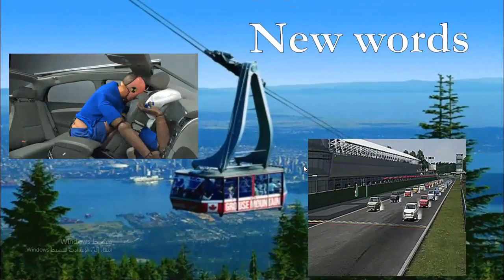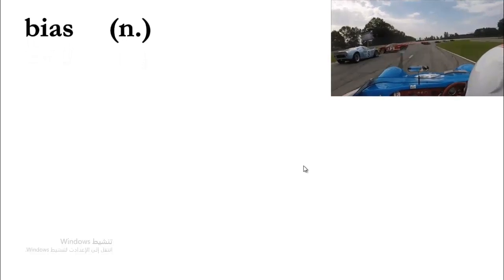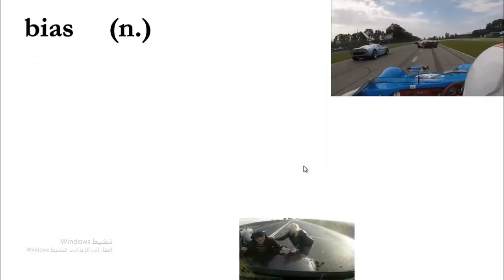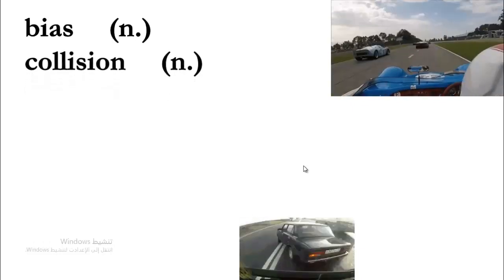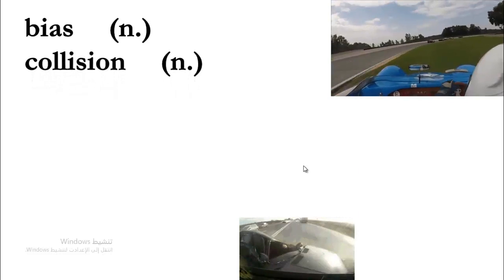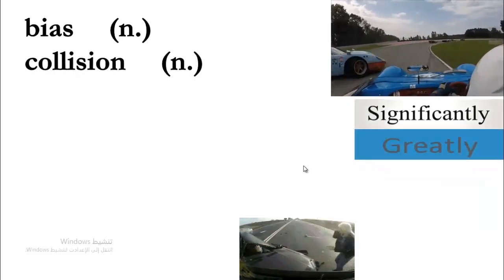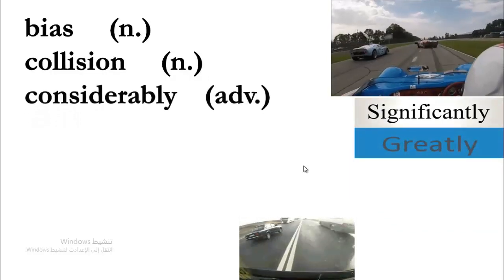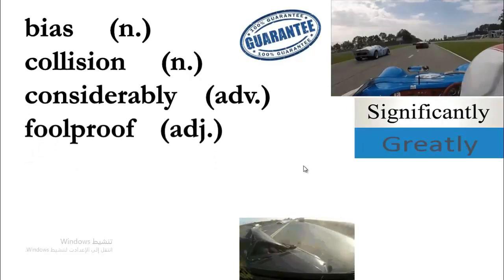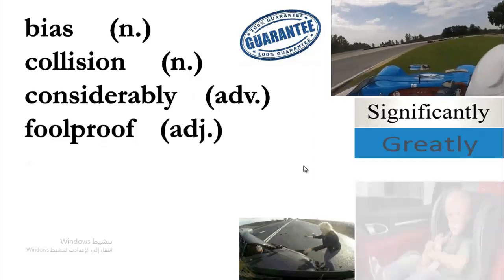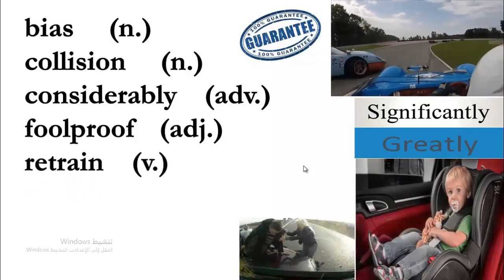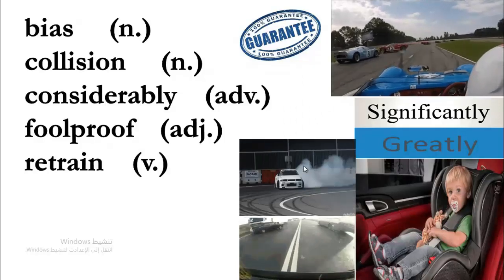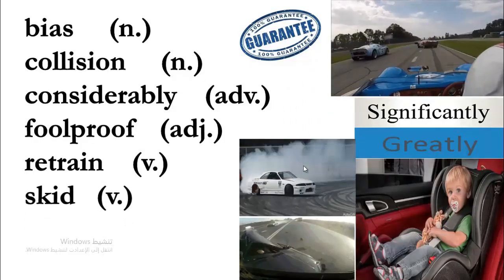So, our new words today are bias, collision, considerably, which means significantly or greatly, foolproof, restrain, and skid.